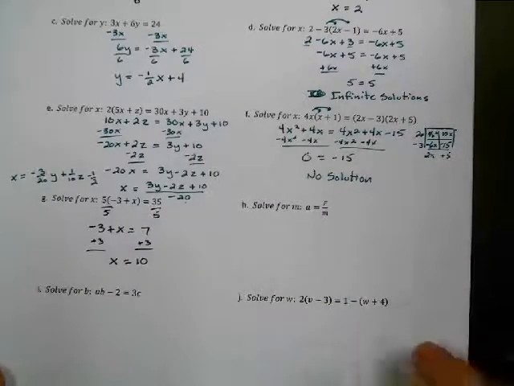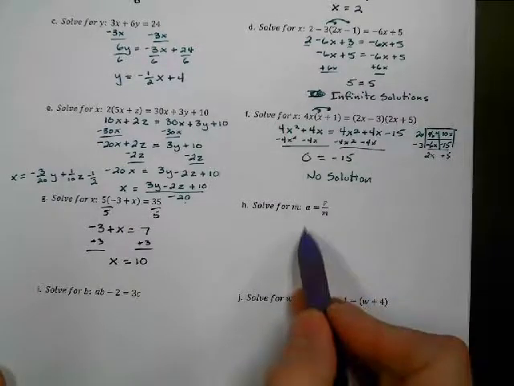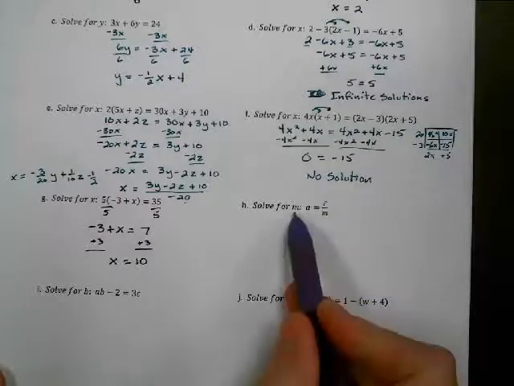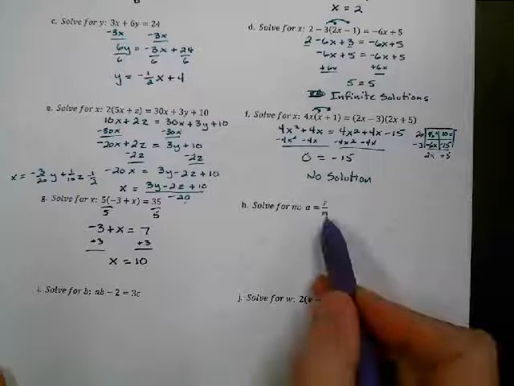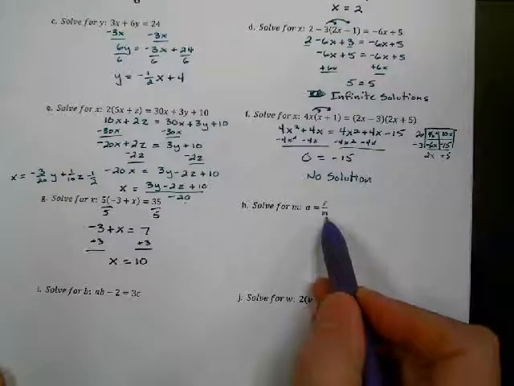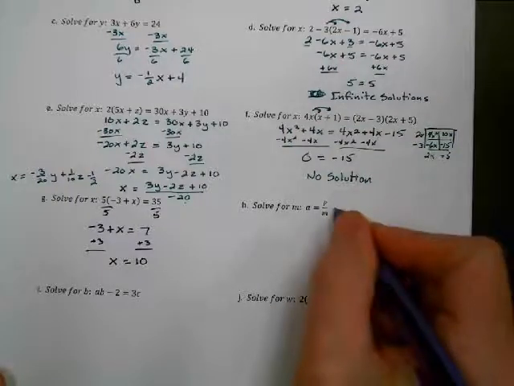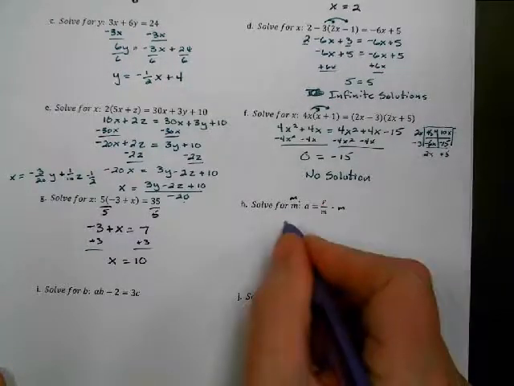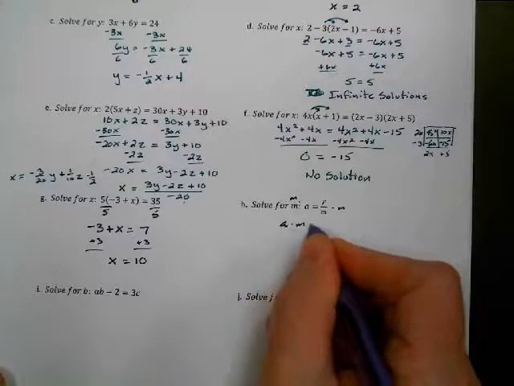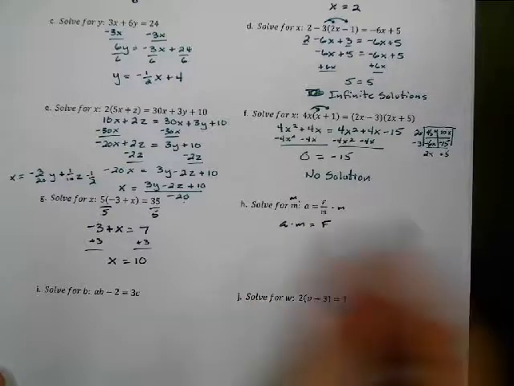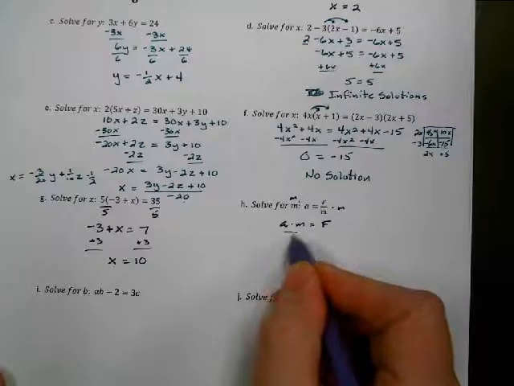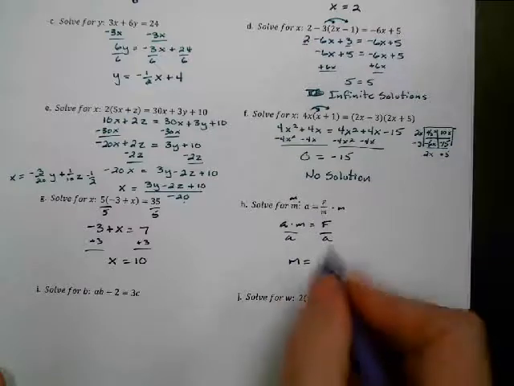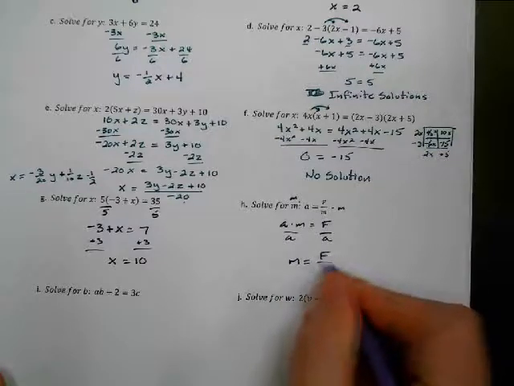Next one, a equals f over m. So we want m by itself. Well, the problem is m's in the denominator right now, and that's not a good place to be. So let's get m out of the denominator by multiplying by m on both sides. So this gives me a times m equals f. And then I can divide both sides by a. And I get mass equals force divided by acceleration. A little physics for you.